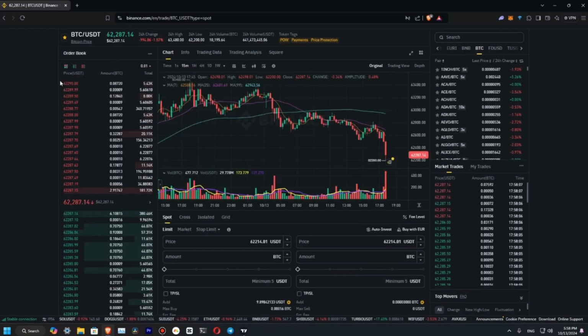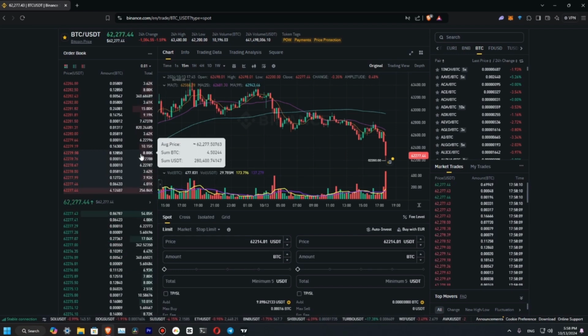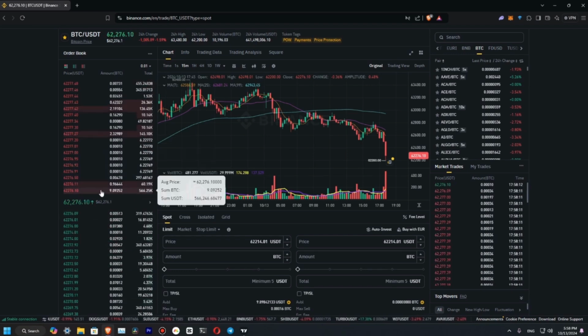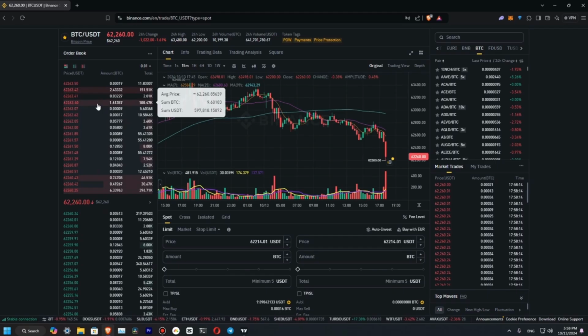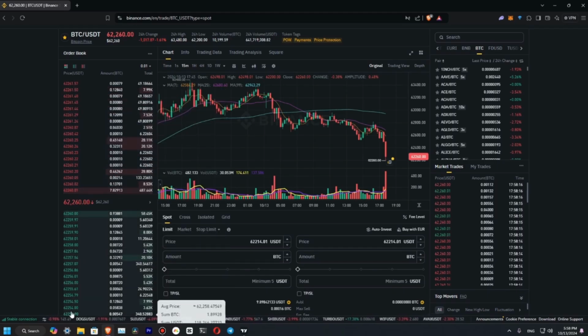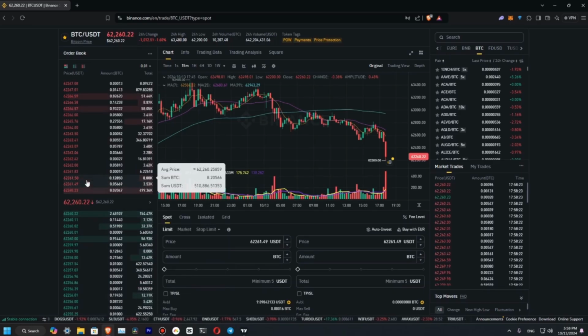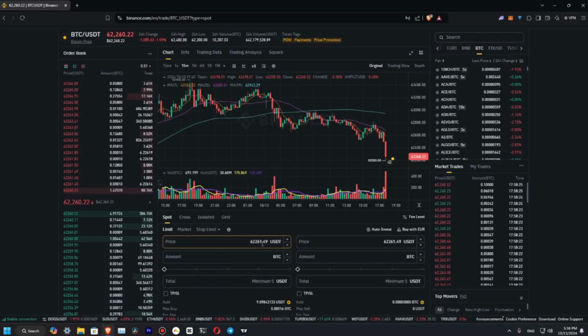Over here we have our order book. The order book is divided into sellers at the top and buyers at the bottom. If you want to buy instantly, you can click on the active price like this. You can see our price has changed and the order will be fulfilled immediately. So it's basically like doing a market order in this case.